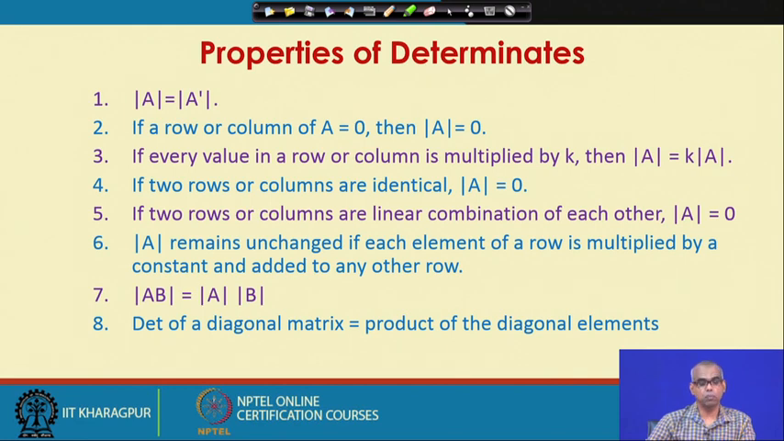Determinant of the product AB is same as the product of determinant of A and determinant of B. Determinant of a diagonal matrix equal to product of the diagonal elements.